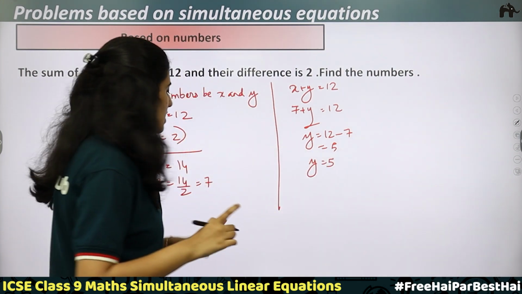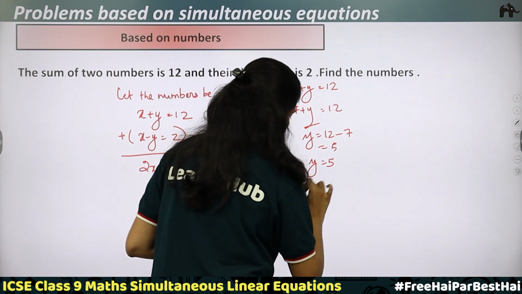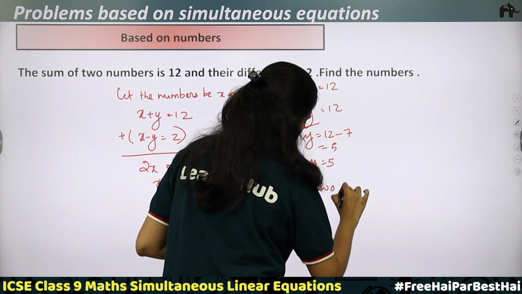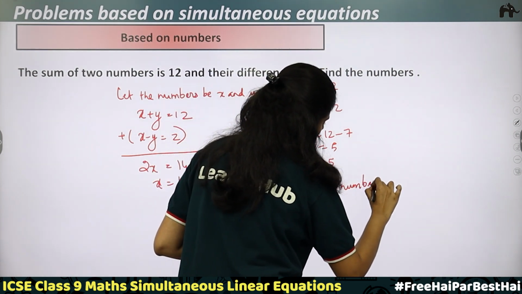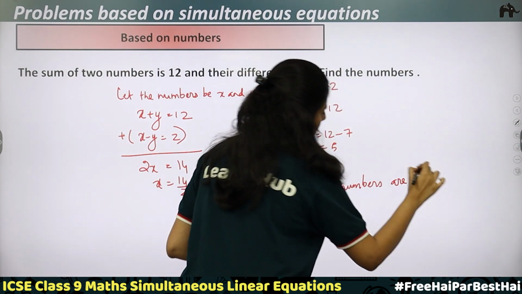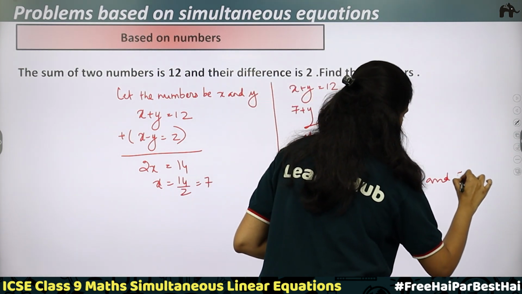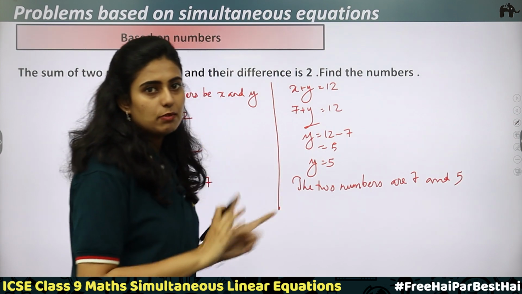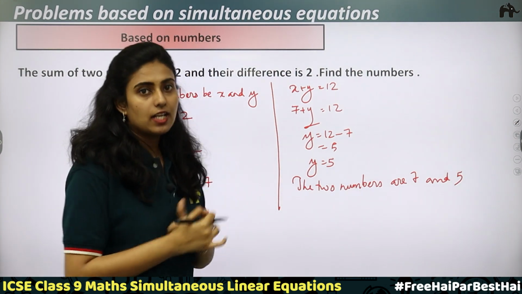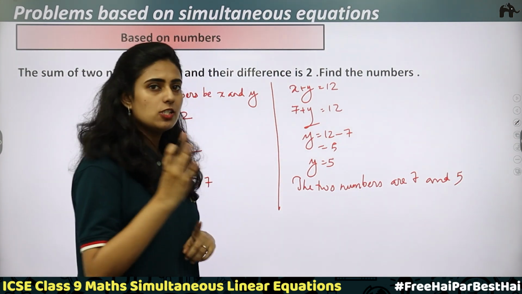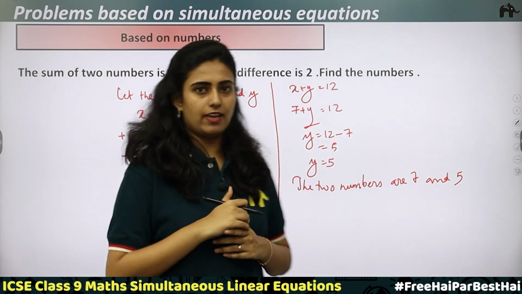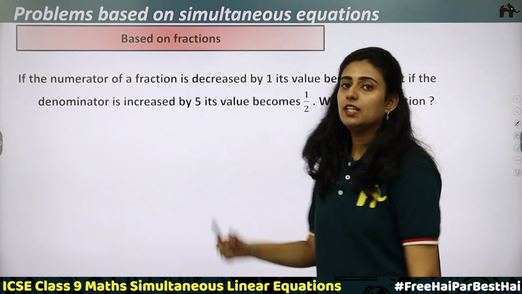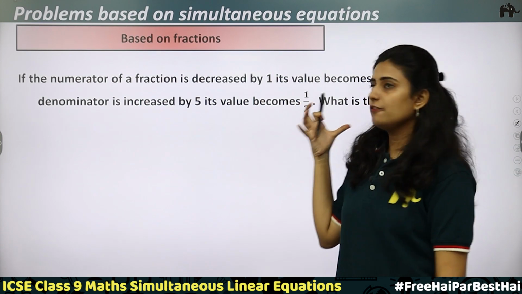Now just check if the two numbers are 7 and 5. Adding, how much do we get? 7 plus 5 is 12. Subtracting, how much do we get? 7 minus 5 is 2. Okay, hence this is verified. Clear? Next, problems that are based on fractions.